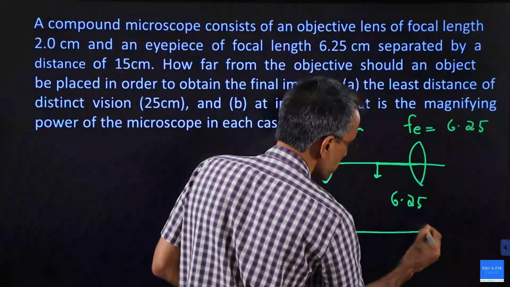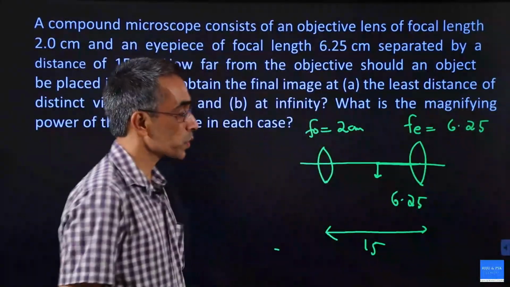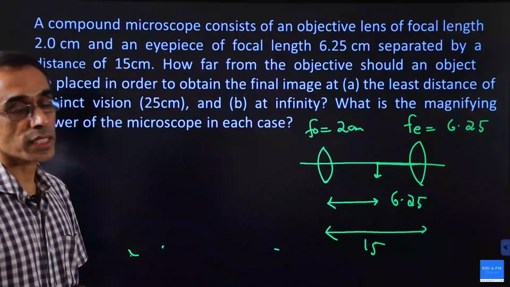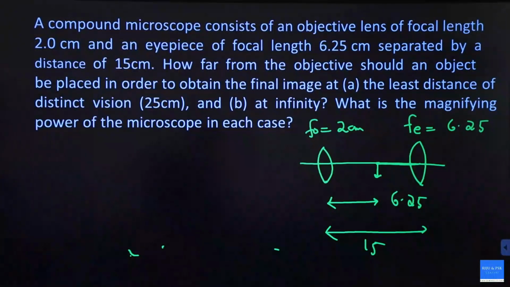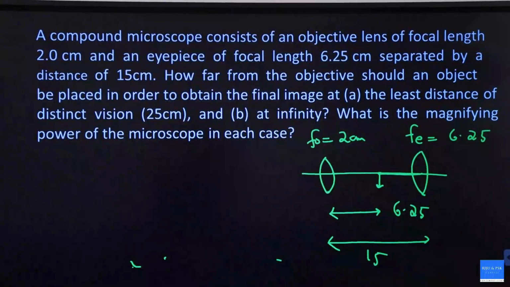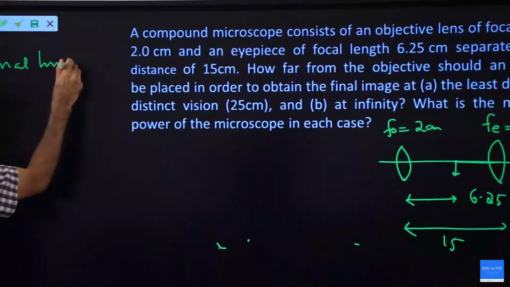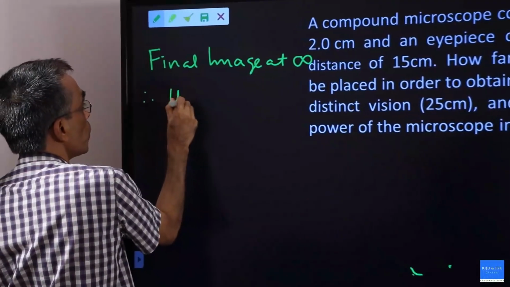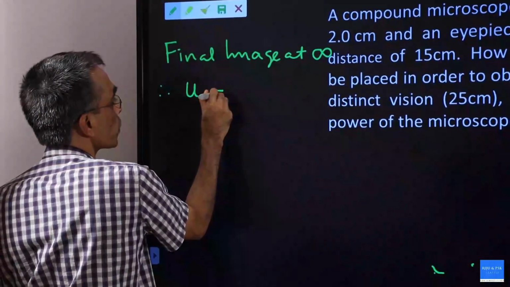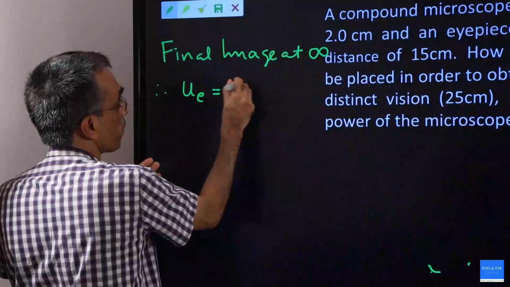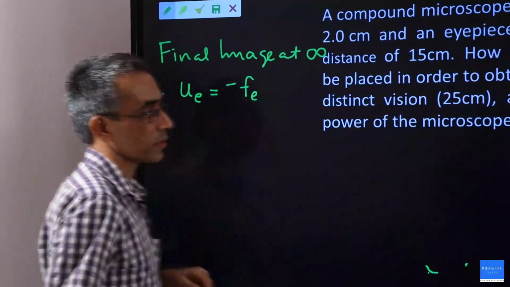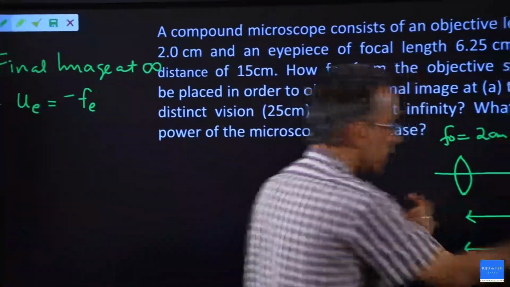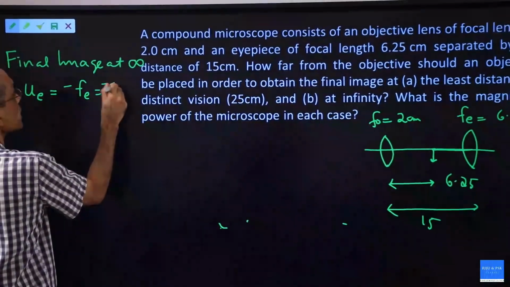And we know the total distance is 15. So you can see this value, it is 15 minus 6.25. Fine. So what I am going to give you is the final image at infinity, second part. Therefore, u of the eye lens is equal to minus f of the eye lens. Check it. U of the eye lens is negative, because light is coming in this direction, that should be negative, and that is equal to minus 6.25.